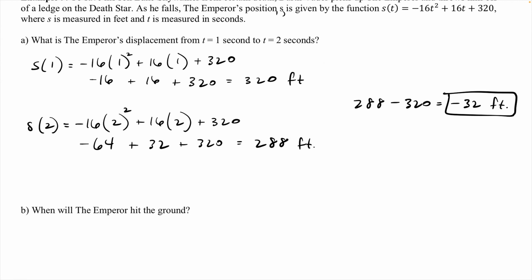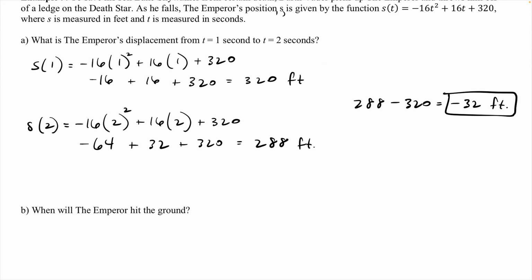What does the negative represent? Falling, yeah, he's falling. At 1 second, he's here. Another second later, he's 32 feet below where he was. So negative just means direction. Which direction is he going?